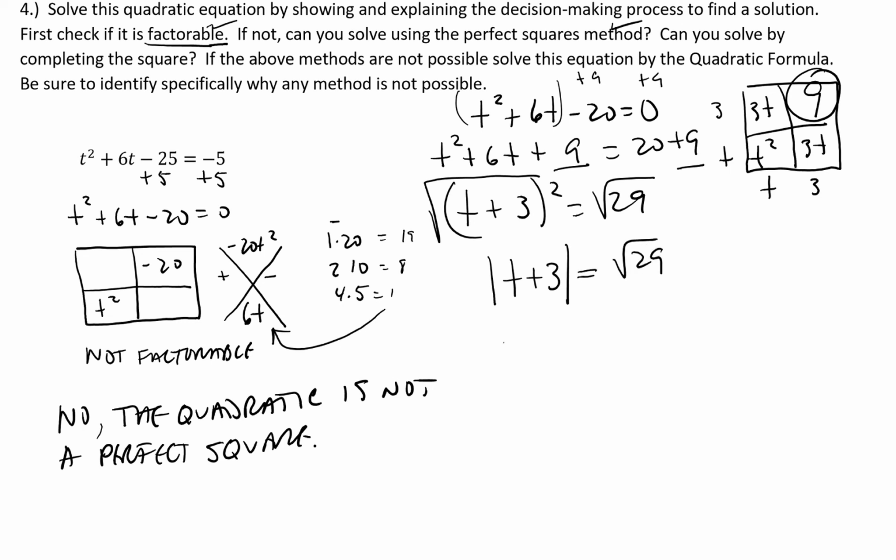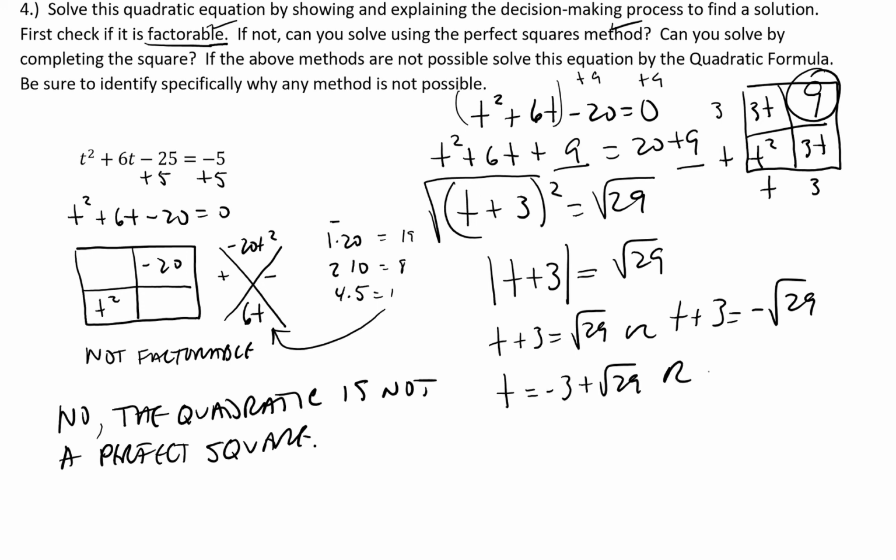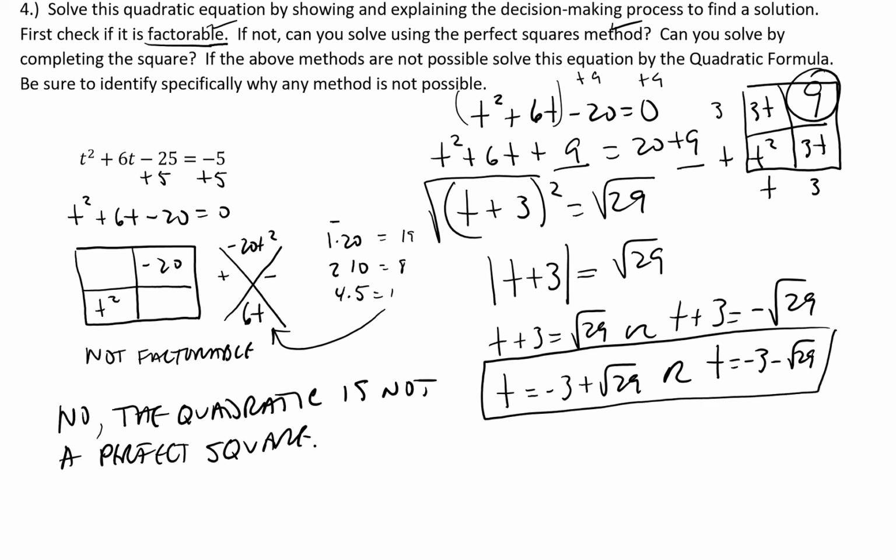So then this means t plus 3 equals square root 29, or t plus 3 equals negative root 29. So then you get t equals negative 3 plus root 29, or t equals negative 3 minus root 29. And that's your answer. And so we don't need the quadratic formula.